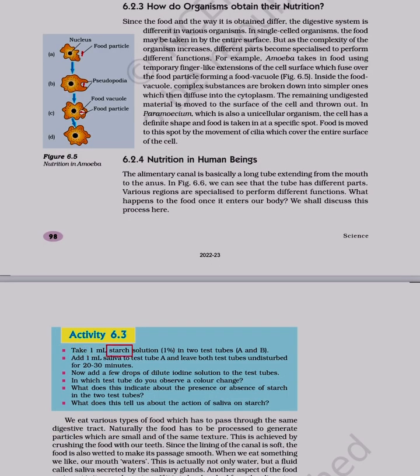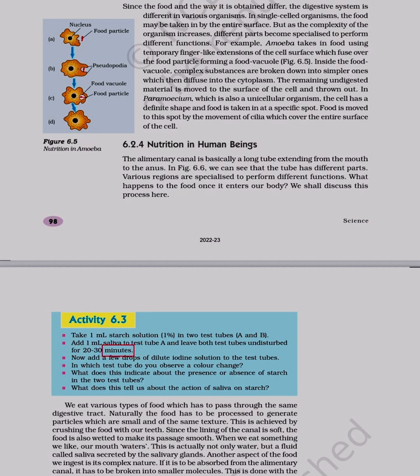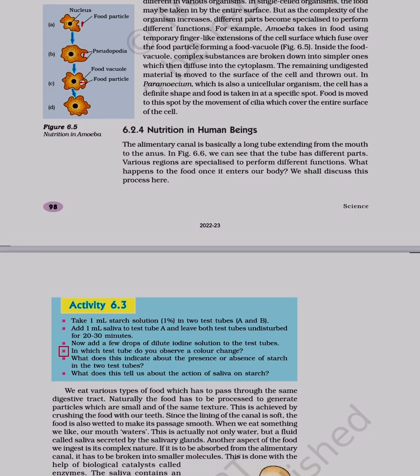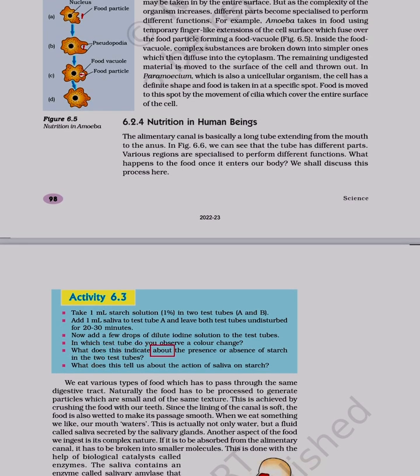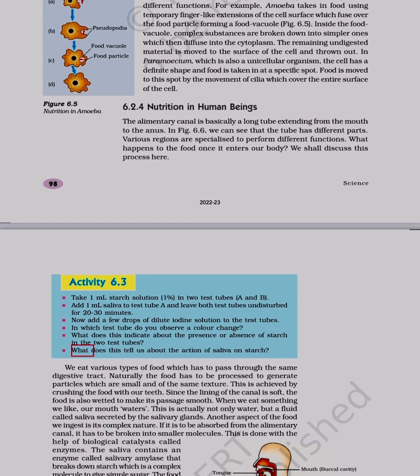Take 1 milliliter starch solution, 1%, into test tubes A and B. Add 1 milliliter saliva to test tube A and leave both test tubes undisturbed for 20-30 minutes. Now add a few drops of dilute iodine solution to the test tubes. In which test tube do you observe a color change? What does this indicate about the presence or absence of starch in the two test tubes? What does this tell us about the action of saliva on starch?